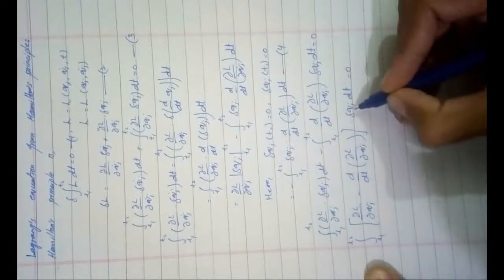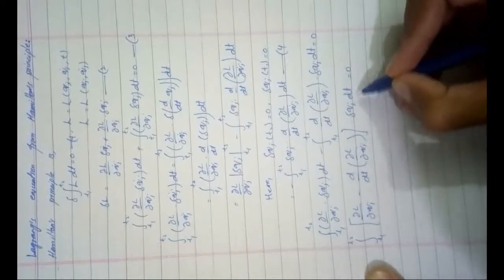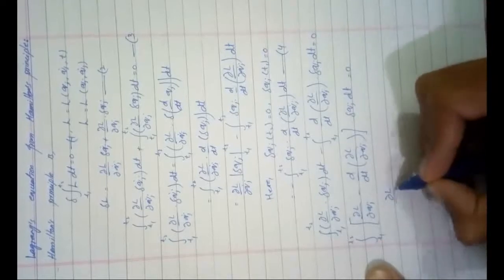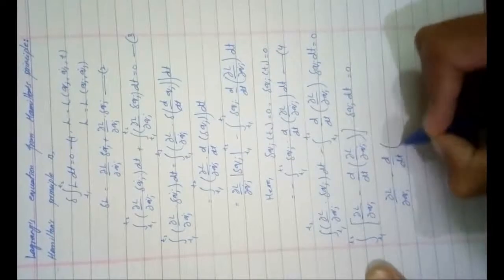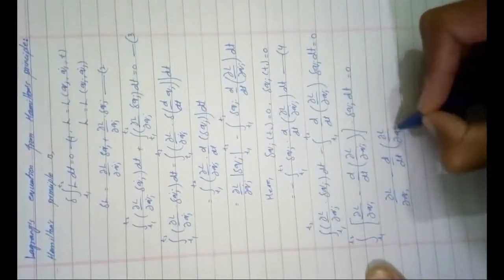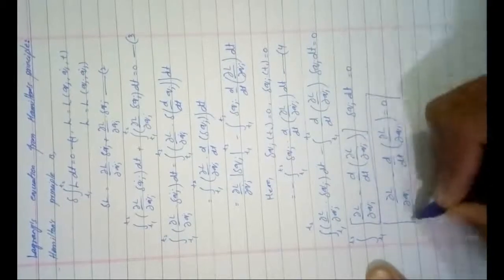As delta qj is time independent and the variables are independent and arbitrary, so to satisfy this equation, partial L over partial qj minus d over dt of partial L over partial q dot j must be equal to 0, which is Lagrange's equation.